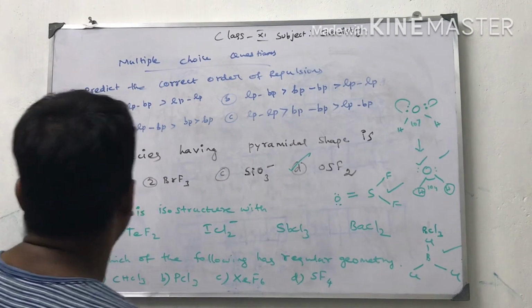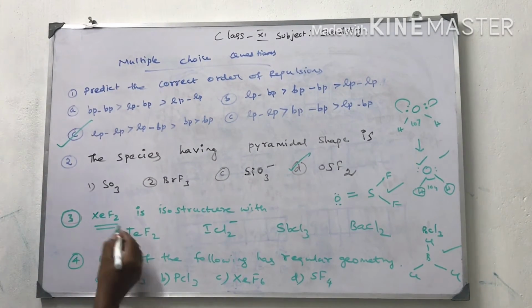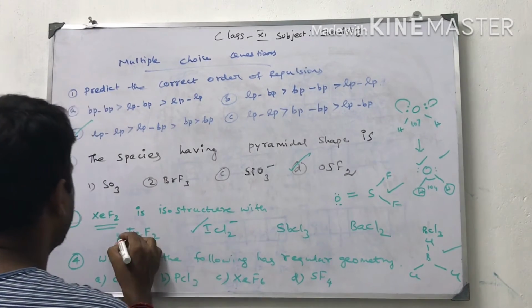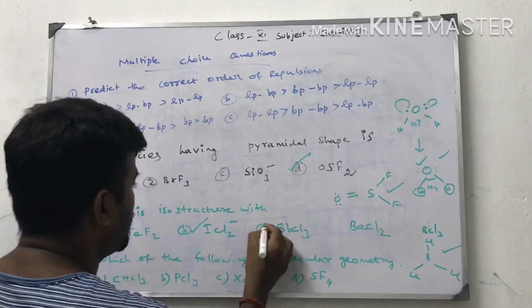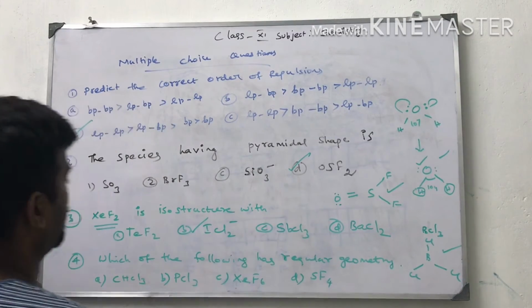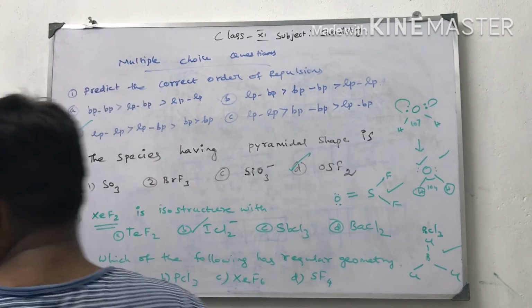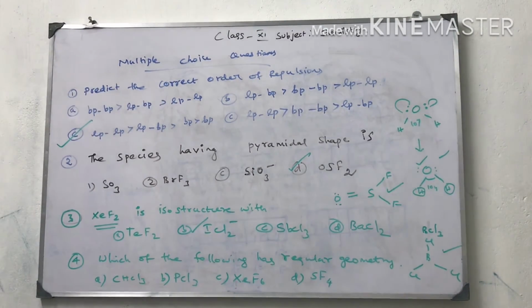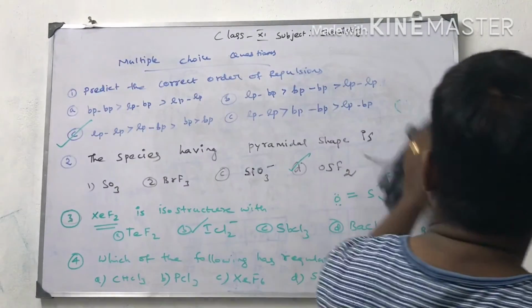Next question: HCF2 is isostructural with dash. The options are A, B, C, D. B is the answer. What is the structure of HCF2? Now I am going to draw the structure of HCF2.